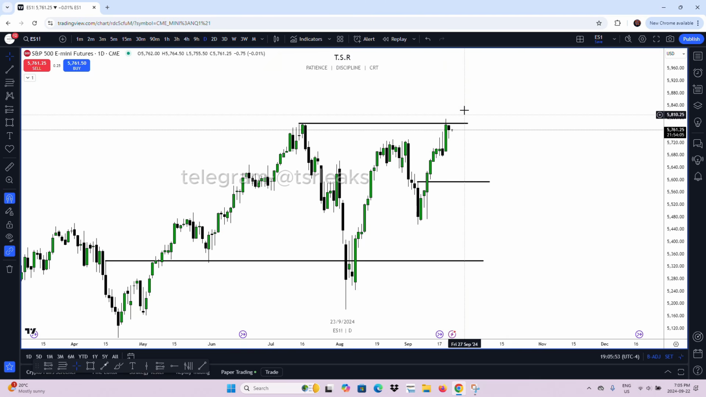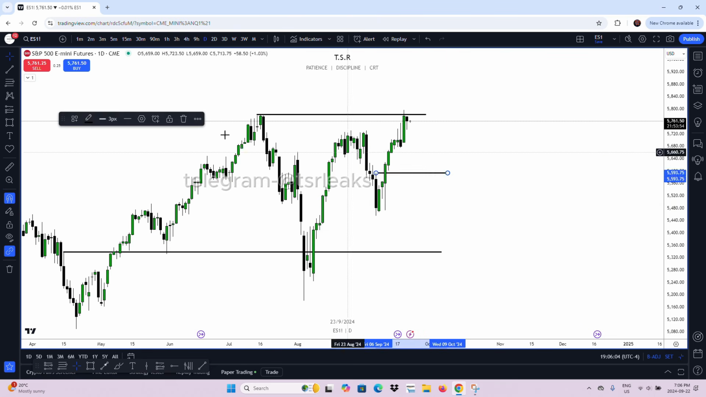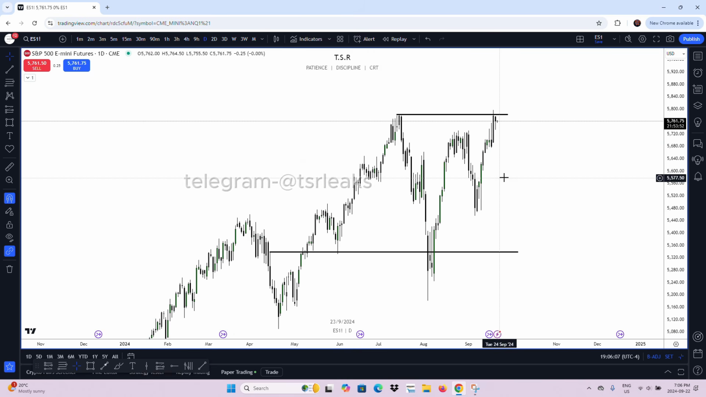Why? Because we expanded into a key level. Okay? After an expansion into a key level, what did we learn? A retracement or reversal must follow suit. Okay?